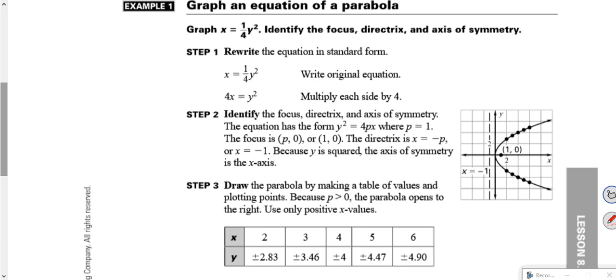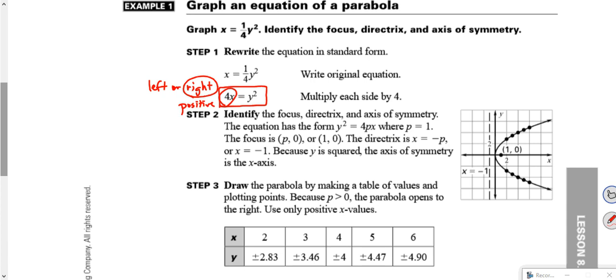It says graph that, identify the focus, directrix, and axis of symmetry. I think this one's worth stepping through here. So first of all, the first thing they did, you'll notice, is solve it for y squared. Now, the first thing that jumps out at me is this is either going to be a left or right parabola. And actually, as I look at this, since this is positive, it's going to be a right parabola. So that's the first thing.